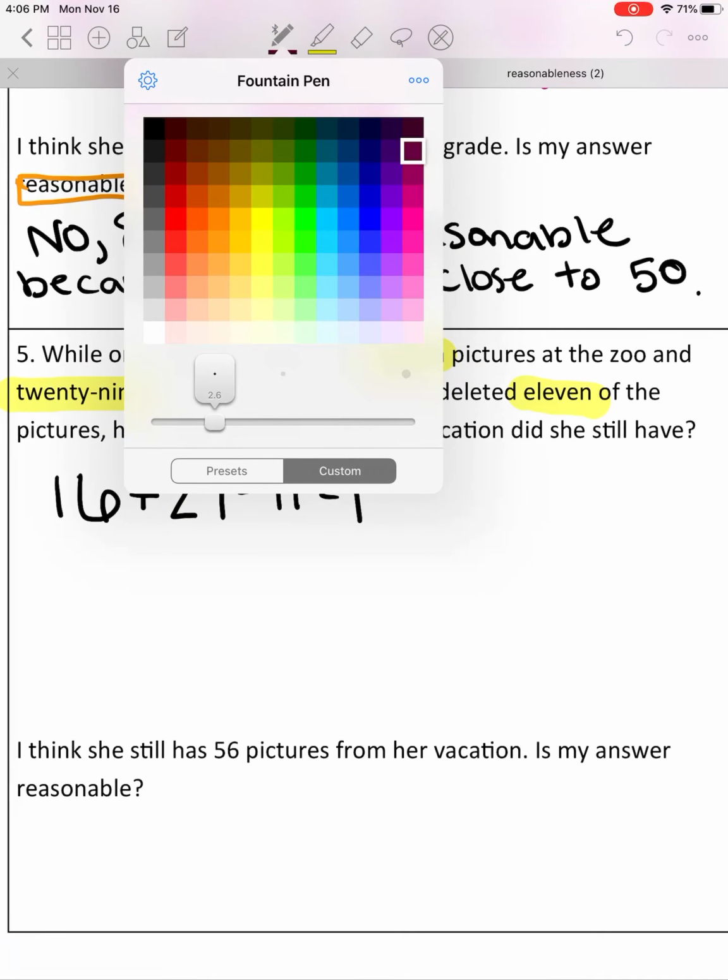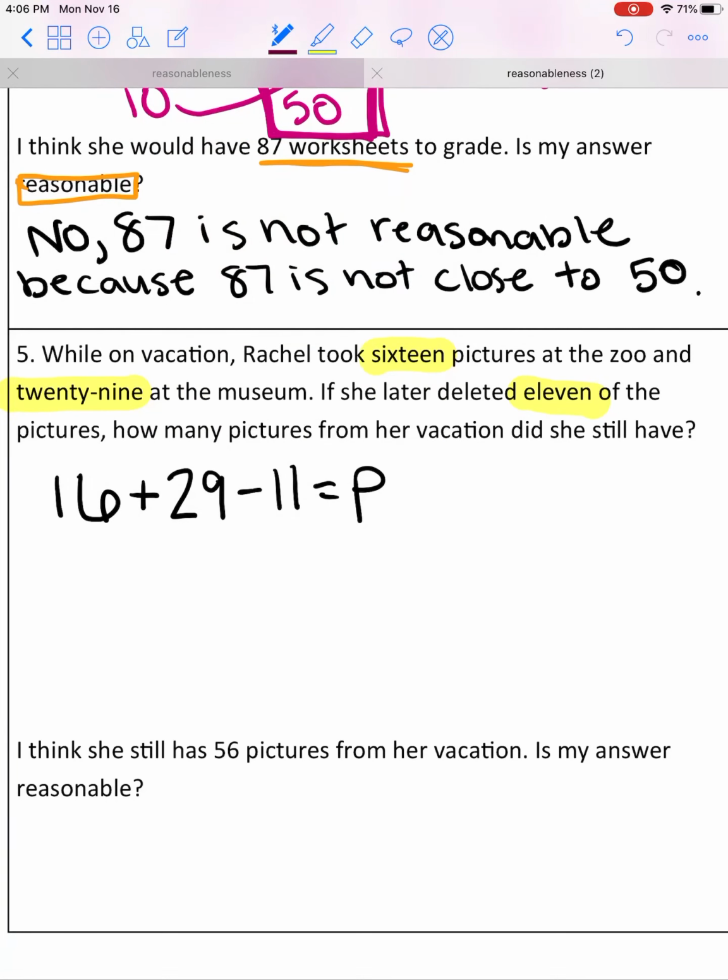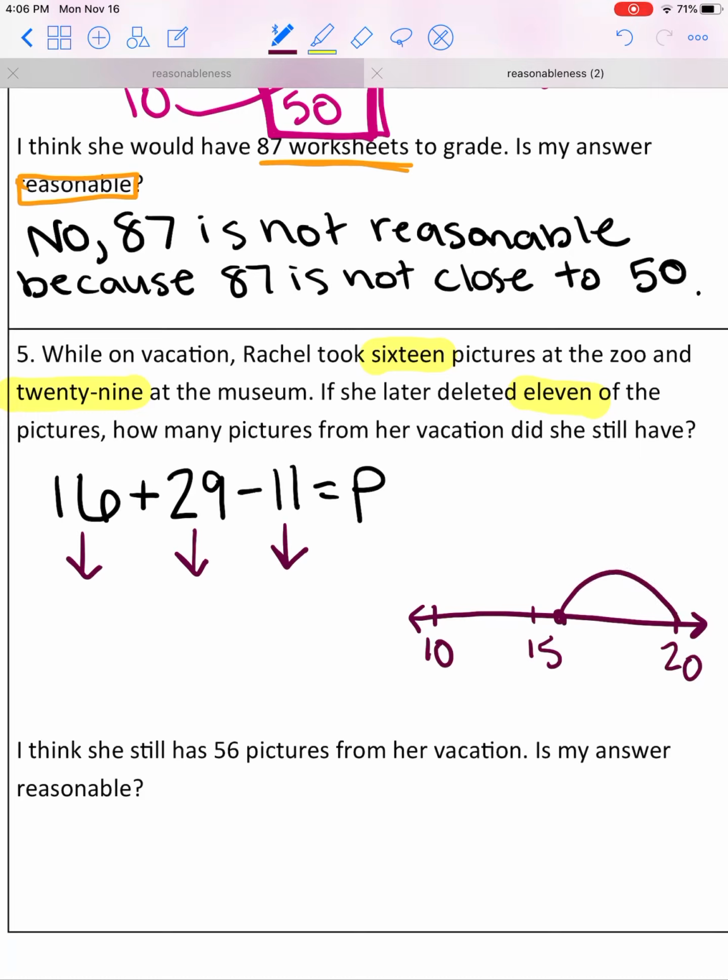And we want to use an estimation strategy, or we want to round each of these numbers to the nearest 10, and then we can add and subtract. So if I'm thinking about 16 rounded to the nearest 10, I know 16 is between 10 and 20, and my midpoint is 15. So 16 rounds to 20. It's closer to 20 on the number line. I should have written 20. Rounds to 20. Now 29 is between 20 and 30, but it's closer to 30. And 11 is between 10 and 20, but it's closer to 10.